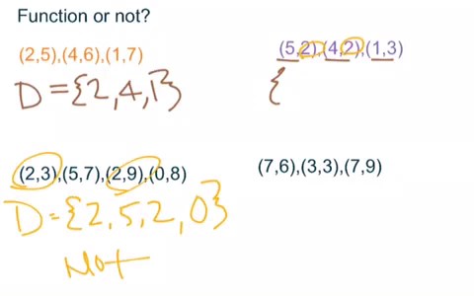Not a function. Over here, we have 7, 3, 7. In this first ordered pair, it says that 7 can pair with 6. In our final ordered pair, it says that 7 pairs with 9. Okay? The domain value of 7 has more than one range value, so it is not a function.